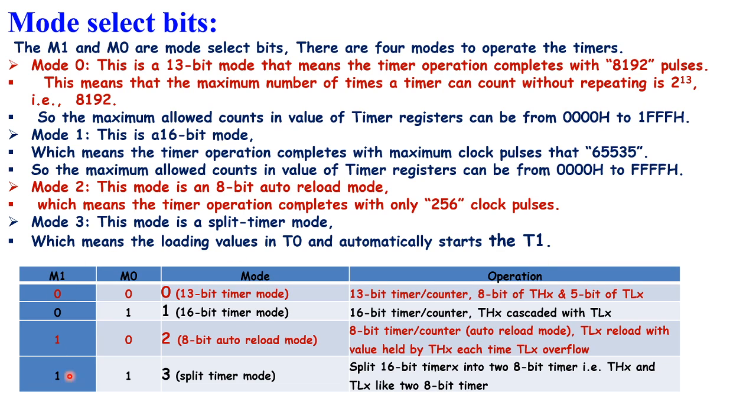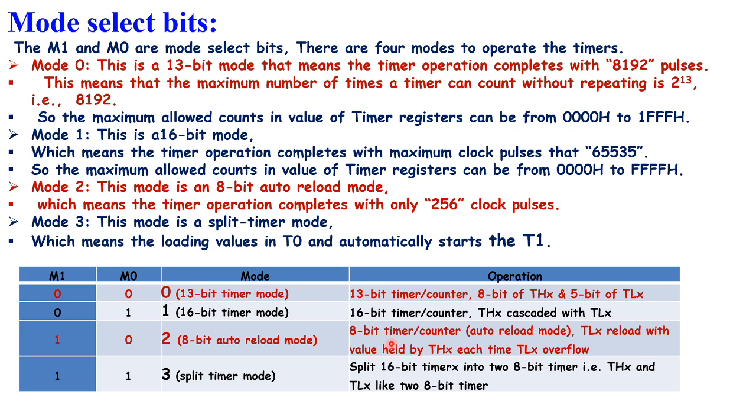We already discussed these things. Mode 0 means 13-bit timer. In the 13-bit timer, the counter uses 8 bits of THX and 5 bits of TLX. X indicates timer 0 or 1. Mode 1 is the 16-bit timer mode with a 16-bit counter. TH means the higher byte of timer 0 or 1 cascaded with the lower byte of timer 1 or 0. So we are going to focus on mode 2, the 8-bit auto reload mode.